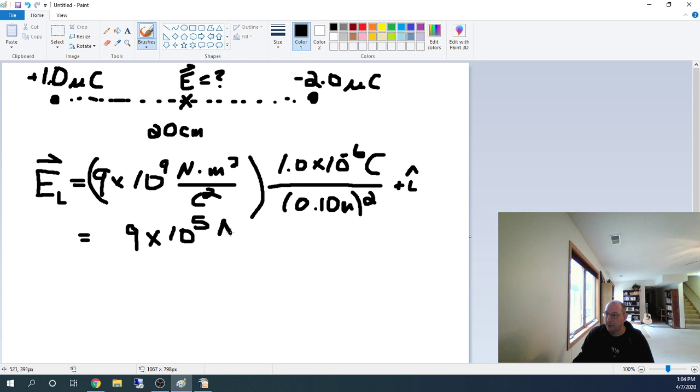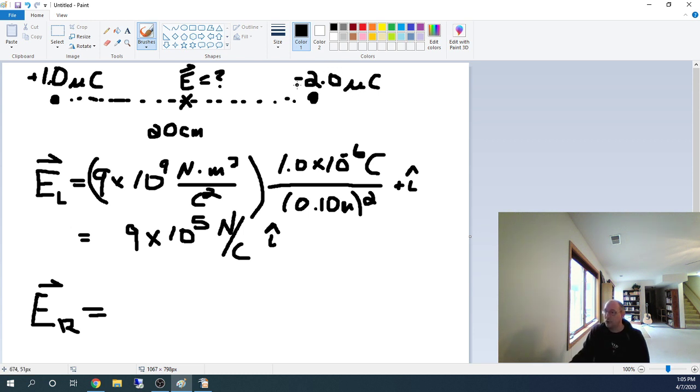And that'll be newtons per coulomb, and it'll be in the positive I-hat direction. Now the electric field due to the charge on the right, we would just calculate that separately. It's going to be the same sort of expression here, except I'm going to put the magnitude of the charge, now again, 2 microcoulombs. Remember, that's what we do with electric fields, just to remind you of that.